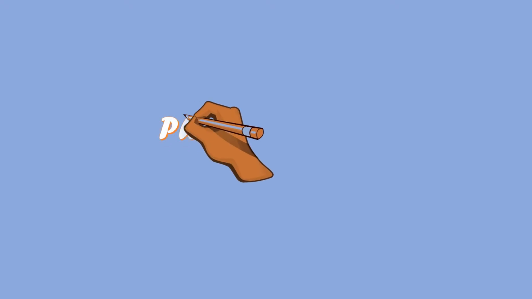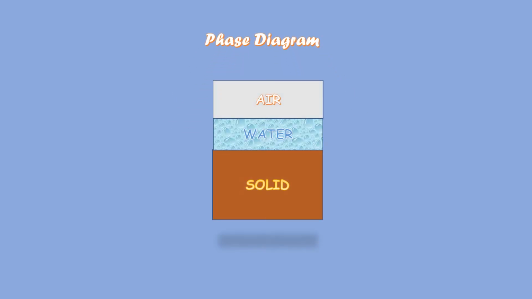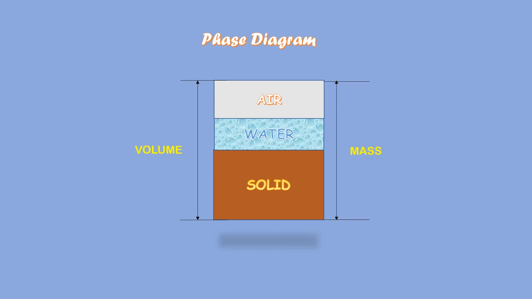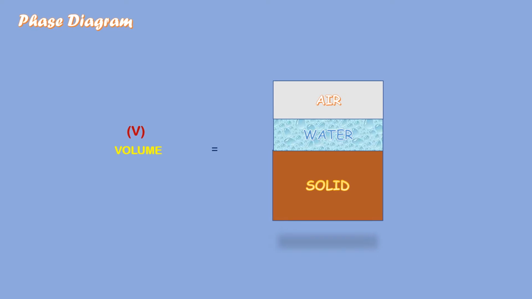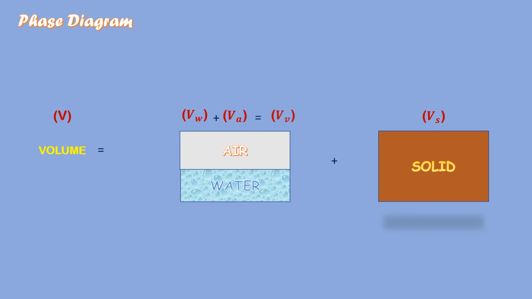In the last video, we learned about the three-phase diagram. In a three-phase diagram, it is conventional to write volume on the left-hand side and mass on the right-hand side. The total volume of a given soil mass is represented as V. It is equal to the sum of the volume of solids, volume of water, and volume of air. The volume of voids is equal to the sum of the volume of air and volume of water.